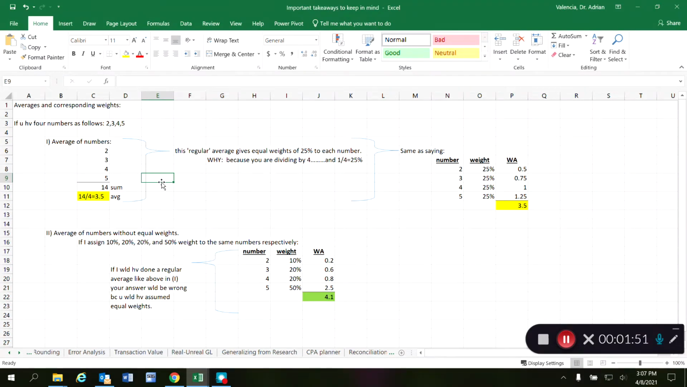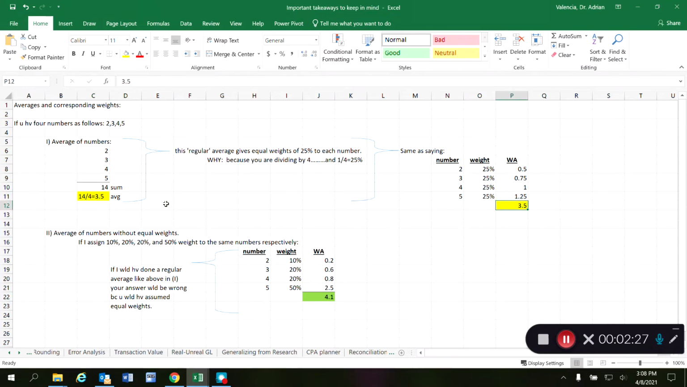And this is very important for us in accounting because we constantly have to deal with weighted averages, by which I mean unequally weighted averages. So this one right here that I did is equal weights. The average here is 3.5. In other words, if you assign a quarter or 25% weight to 2, you multiply 2 times 25%, you get this number. You multiply each of the remaining ones by 25%, and you sum them up. That gives you the 3.5 equally weighted average.